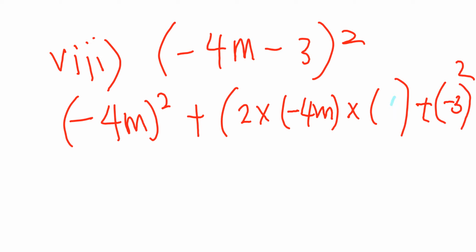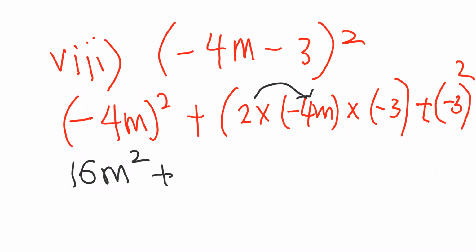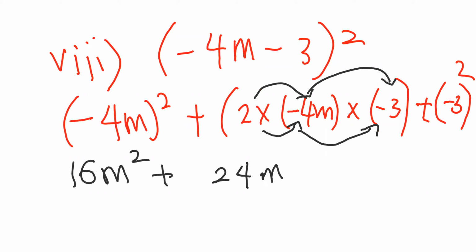Now look at this properly. Minus 4 into minus 4 means plus 16 m squared. 2 into 4, 8. 8 into 3, 24. Plus into minus, minus; minus into minus, plus. So it's a positive one, I just write it plus 24. Then here, minus into minus, plus. So 9. This is the answer.